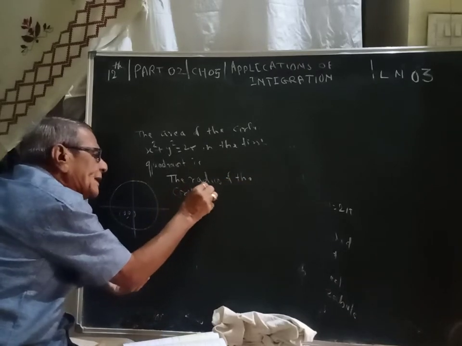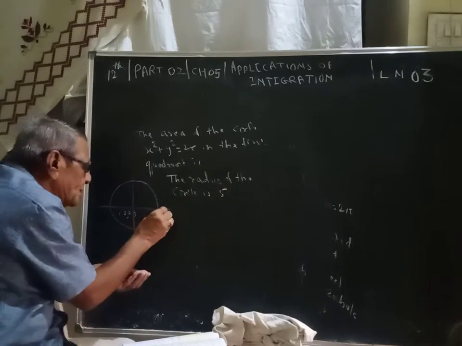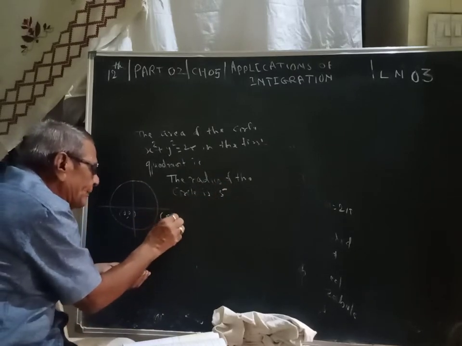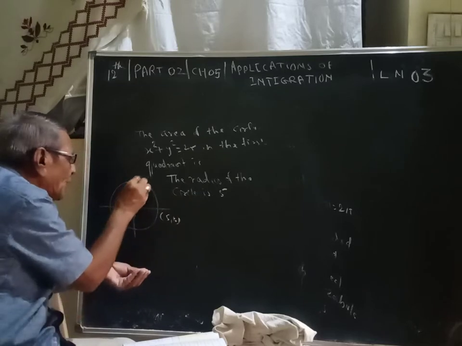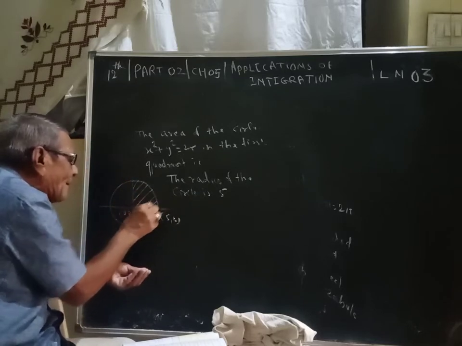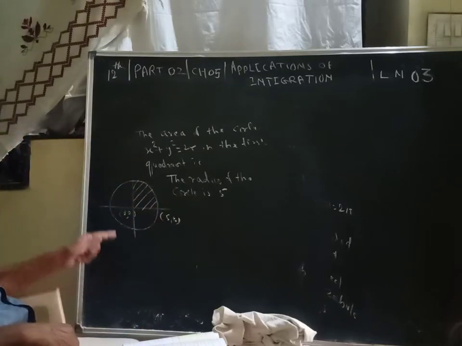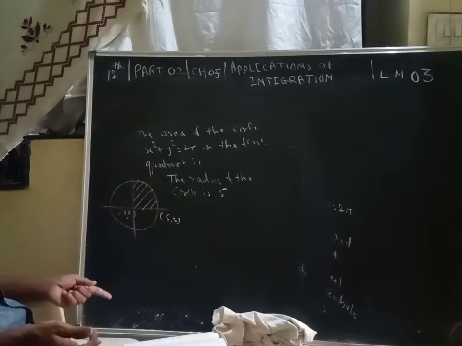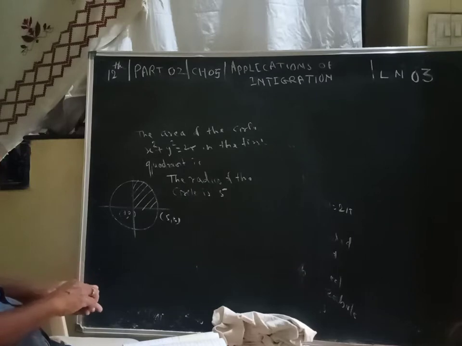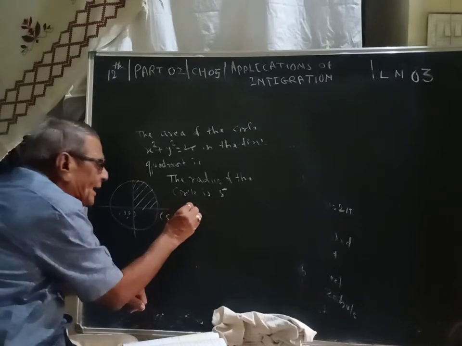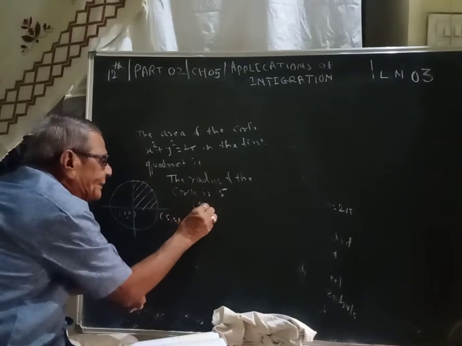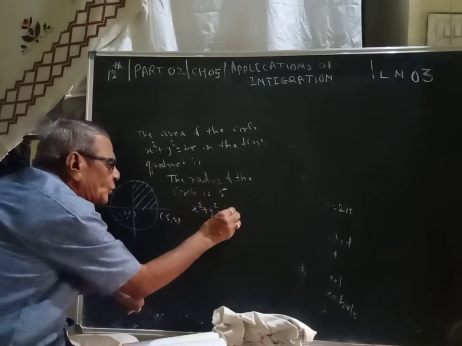The radius of the circle is 5. So this point has to be 5 0. So we want to find out this area. X is equal to 0 to x is equal to 5. We got two values of x. And this is the area in the first quadrant. Now x square plus y square is equal to 25.